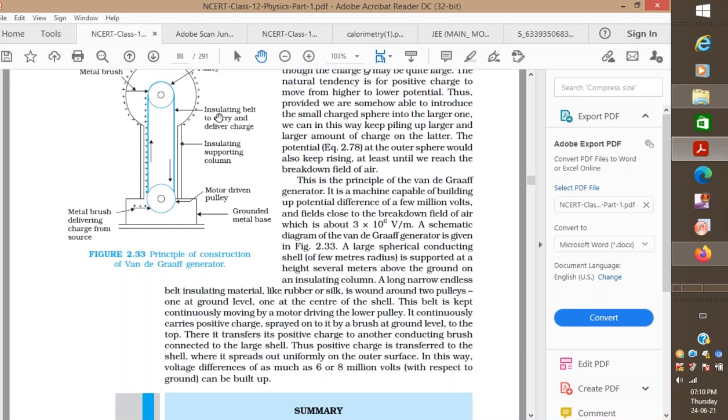Actually, you have to create a high potential. That we'll see. There is an arrangement for that. A high potential difference will be created by this accumulating charges. We'll see what the action of that is.